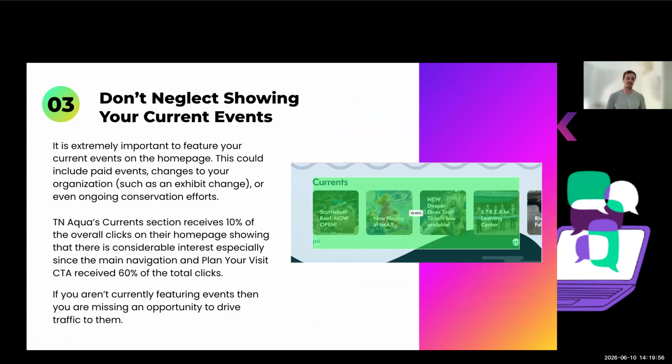We noticed that on the Tennessee Aquarium homepage, 10% of the total clicks were on the Currents section, which is their current events, which is honestly a great metric because you're seeing, outside of that 25% for tickets and plan your visit, the next 10%, which is one of the higher kind of metrics, was all for events. And so people are extremely interested in seeing what you have to promote.